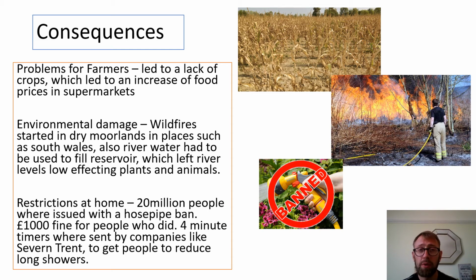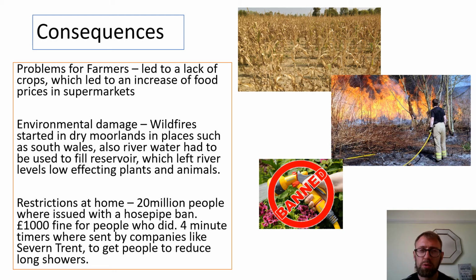So, problems for farmers. We've already mentioned the ground was very dry. This is going to make it very hard to grow crops. So harvest, for example, in 2011, the time of year when they collect all the crops up for cattle and for crops to go in the supermarkets, lots of things hadn't grown properly. The yields, which is the amount of food and production of crops, were really low. So this then led to an increase of food prices in supermarkets as well, because there wasn't enough supply for the demand.